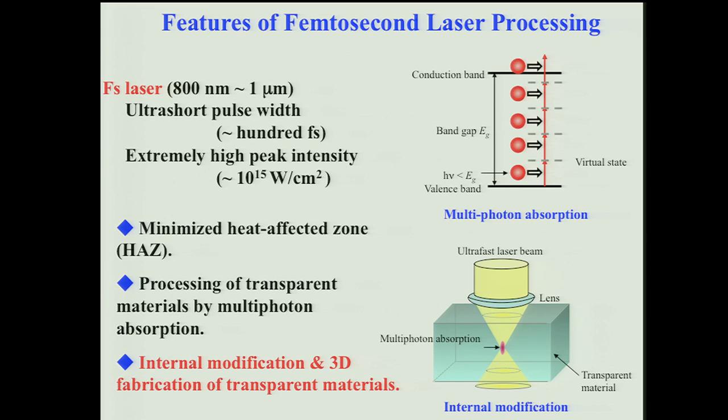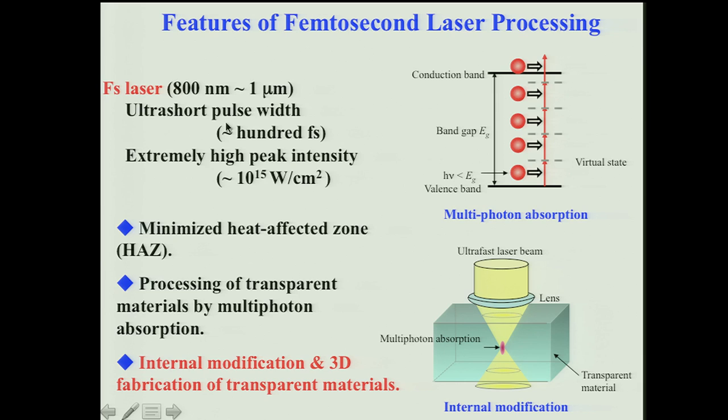Okay, so here I summarize the features of femtosecond laser processing. The wavelengths of the femtosecond laser typically used for material processing is around 800 nanometers to 1 micron. And as its name suggests, femtosecond laser emits an ultrashort pulse width of around 100 femtoseconds. Due to such ultrashort pulse width, peak intensity of the focused femtosecond laser beam can easily exceed 10 to the 15 watt per square centimeter.